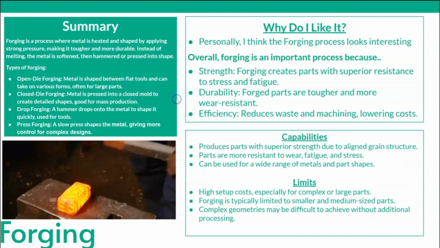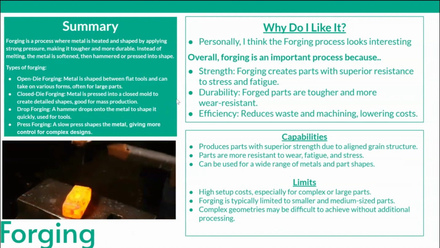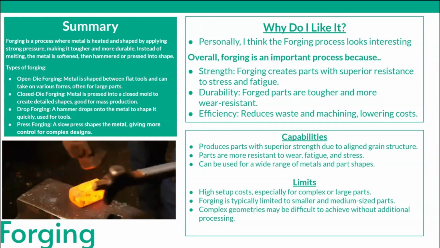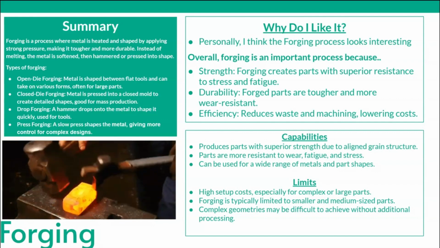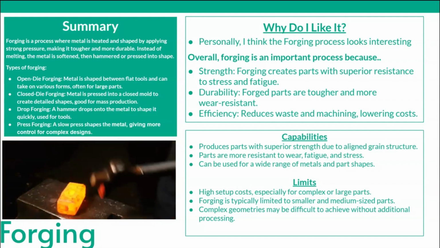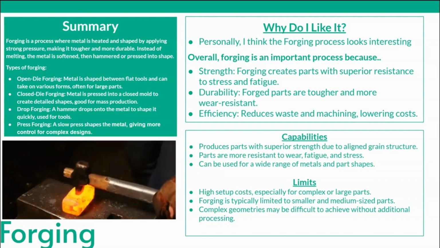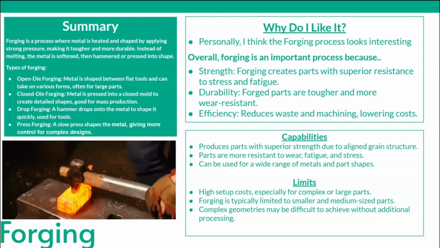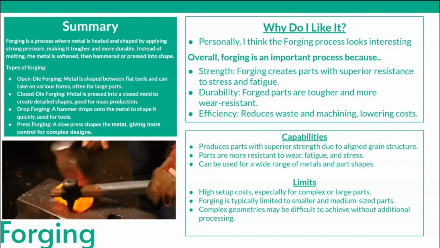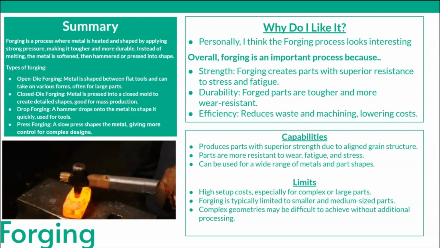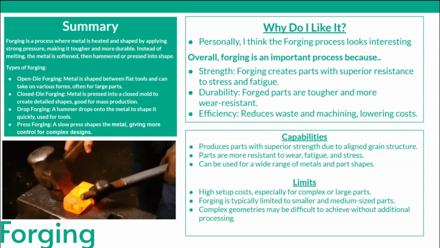Topic 2 is forging, and I included this cute little video of what forging is. But basically, forging is a process where metal is heated and shaped by applying strong pressure. This also makes it more tough or more durable, and instead of melting per se, the metal is softened, then hammered or pressed into shape. The types of forging: there's open die forging, closed die forging, drop forging, and press forging, and I have descriptions of all of those there as well.